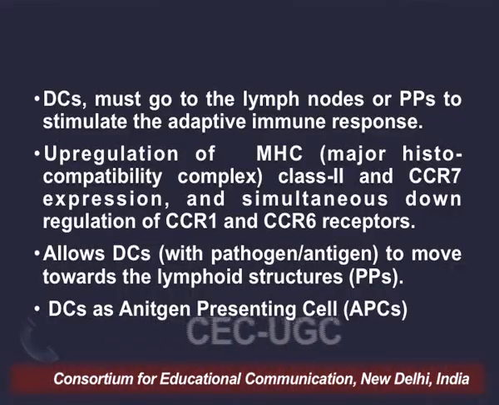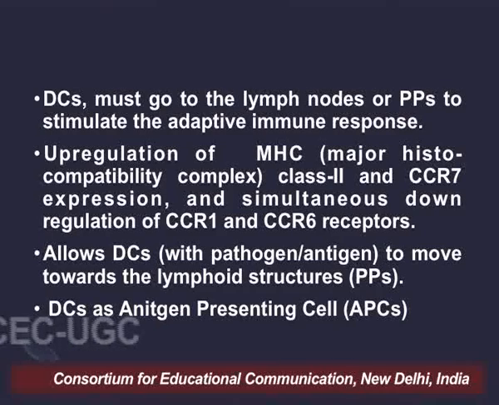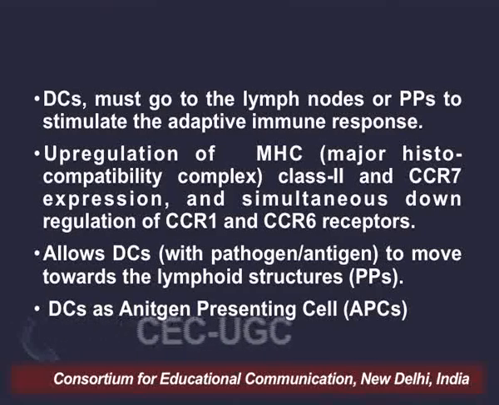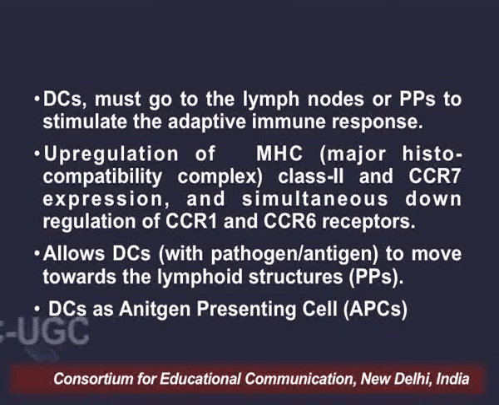So as soon as the pathogen is transferred to the dendritic cell, they upregulate the MHC class 2 response, that is major histocompatibility complex class 2 response, as well as the expression of another kind of receptor, the CCR7 receptor, that is also present on dendritic cells.